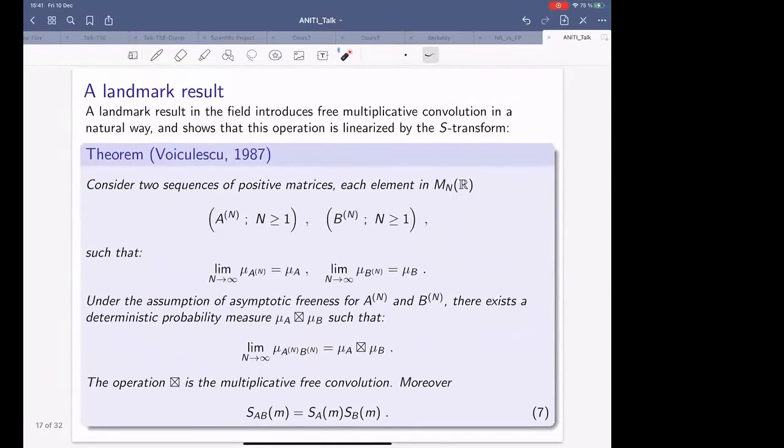Okay, so the first landmark result, which founded free probability actually, was by a very honorable sir called Dan Voiculescu, who's a professor in functional analysis at Berkeley. In 1987, he introduced something called free multiplicative convolution, in a very natural way. And he showed that this operation is linearized by the S transform.